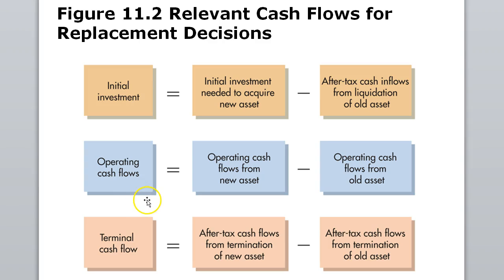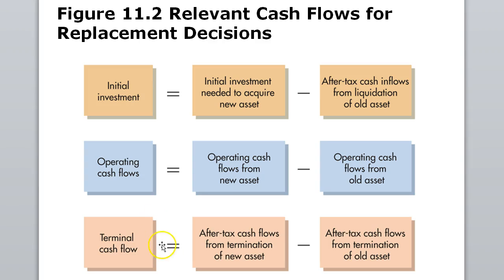Okay, operating cash flows. So operating cash flows from a new asset minus the operating cash flows from the old asset. So if you had purchased a new pizza oven that can make twice the amount of pizzas, that's going to be associated with more cash flow. But we still want to subtract out the original cash flow the old pizza oven was producing, so we could really see the net change. How much additional cash flow is it generating?